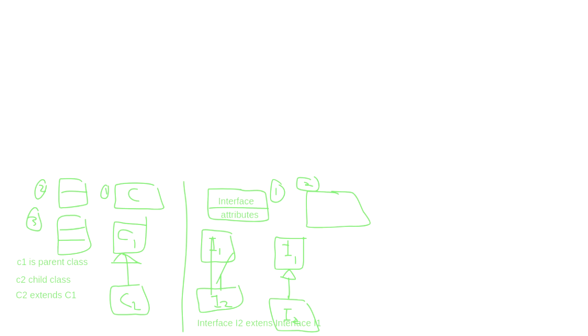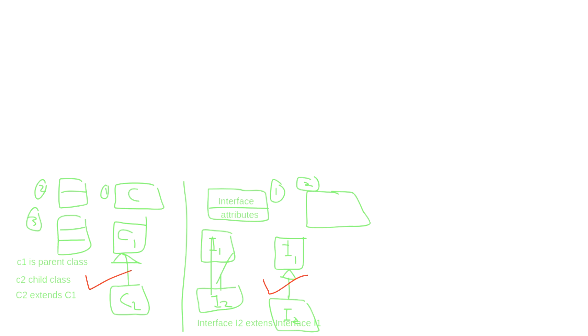Now just remember, how do you read this? Class C2 extends class C1. How do you read it? Interface I2 extends I1. But just take down this in next. I will combine interface and class now. So just take down the important difference.